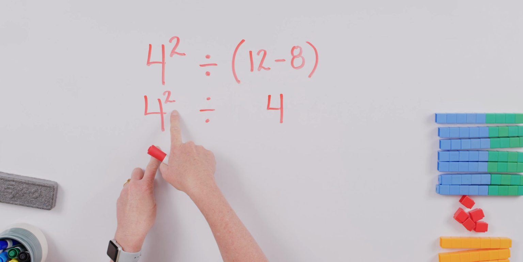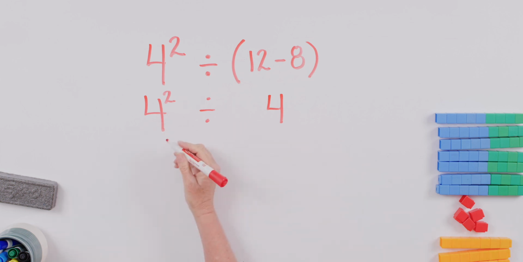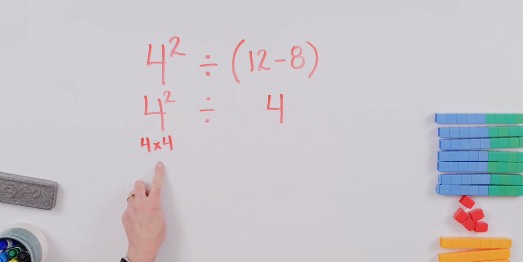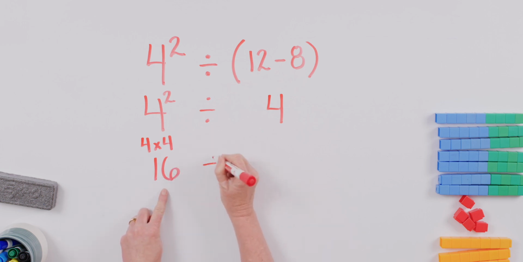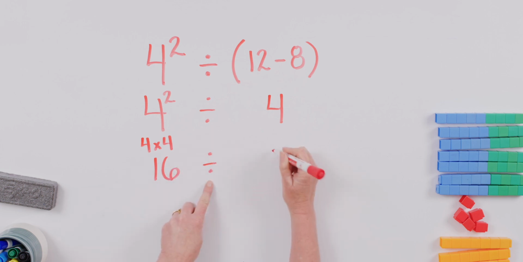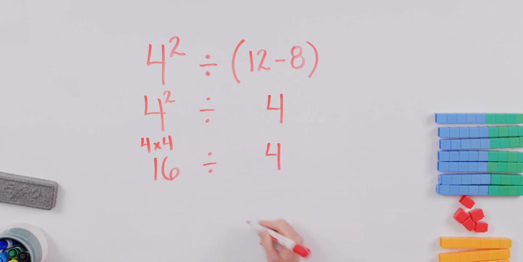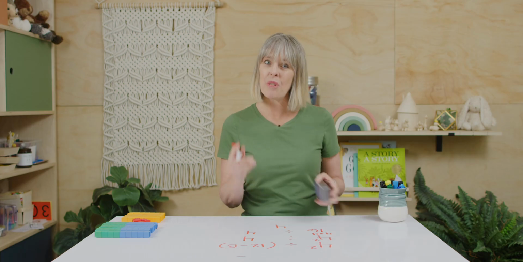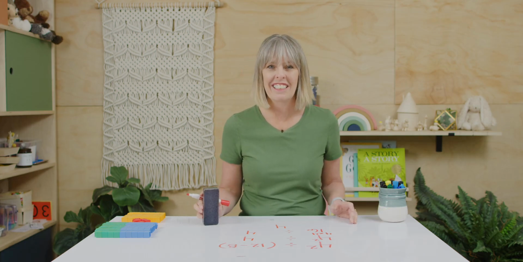What is 4 squared? Some of you might have hollered out 8, but remember, 4 squared is 4 times 4, which is going to give us 16. Okay, so now we have 16 divided by 4. What's our final answer? 4. Great work, you guys. Let's do one more before we end our video today.